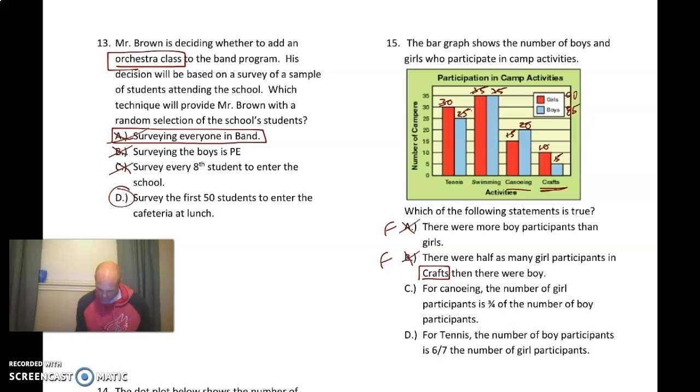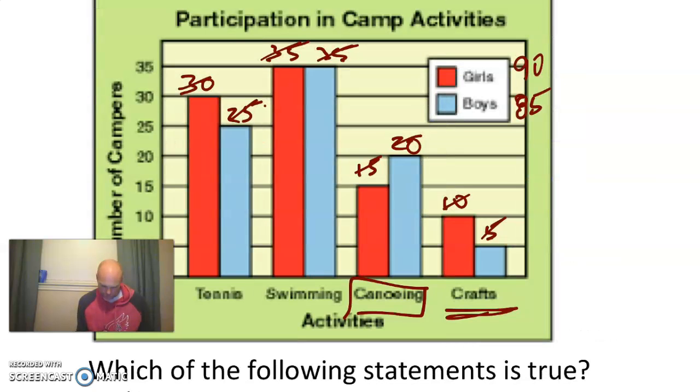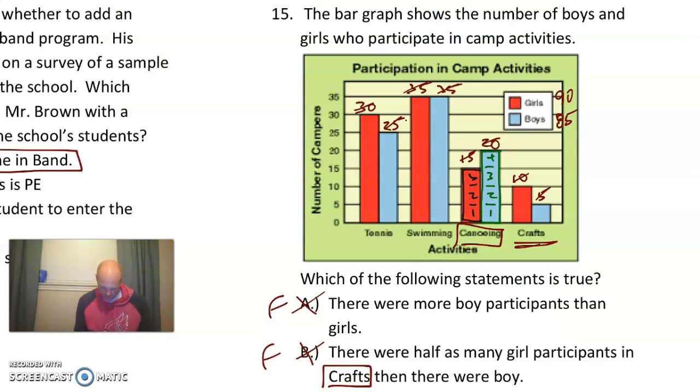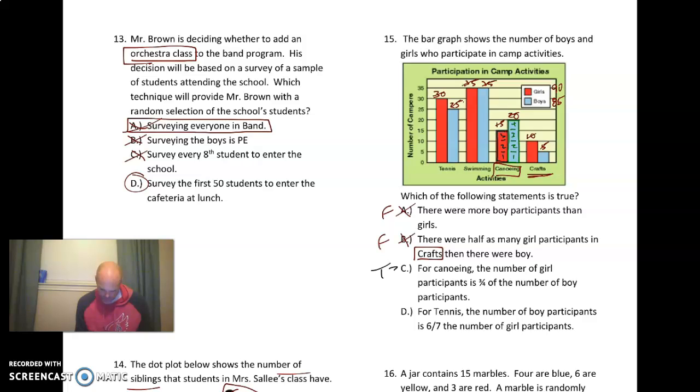C. For canoeing, which is right here. For canoeing, the number of girl participants is 3/4 of the number of boy participants. So let's look here. I'm going to change colors so it sticks out a little better. I guess I'll go with green. Okay, so let's break this up. This is 1, 2, 3, 4. So with boys is 4/4. And girls, can't use red because that's not going to stick out. Red would be 1, 2, 3. Only 3/4. All right, so that's very possible. Let's call that true, and we can put a little question mark.